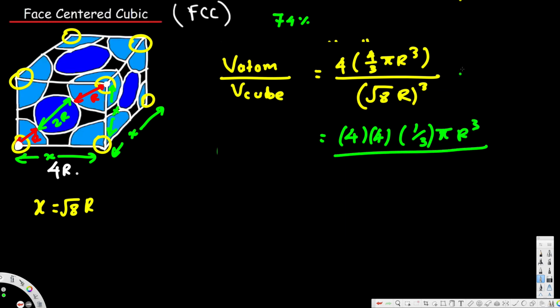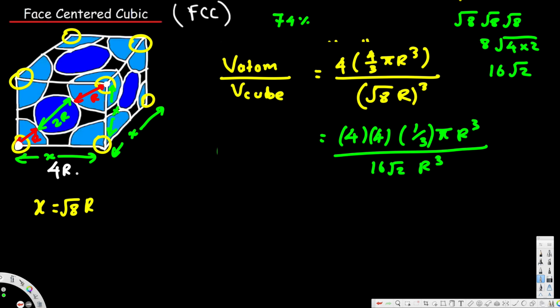The square root of 8 cubed is basically the square root of 8 multiplied three times. When we multiply the square root of 8 two times, that's going to be 8. And the square root of 8, we can write as the square root of 4 times 2, right? And the square root of 4 is equal to 2, so we can take this 2 outside. And 2 multiplied by 8 gives us 16. So 16 square root of 2 is equivalent to the square root of 8 cubed. So we can replace this with 16 square root of 2 times r³.